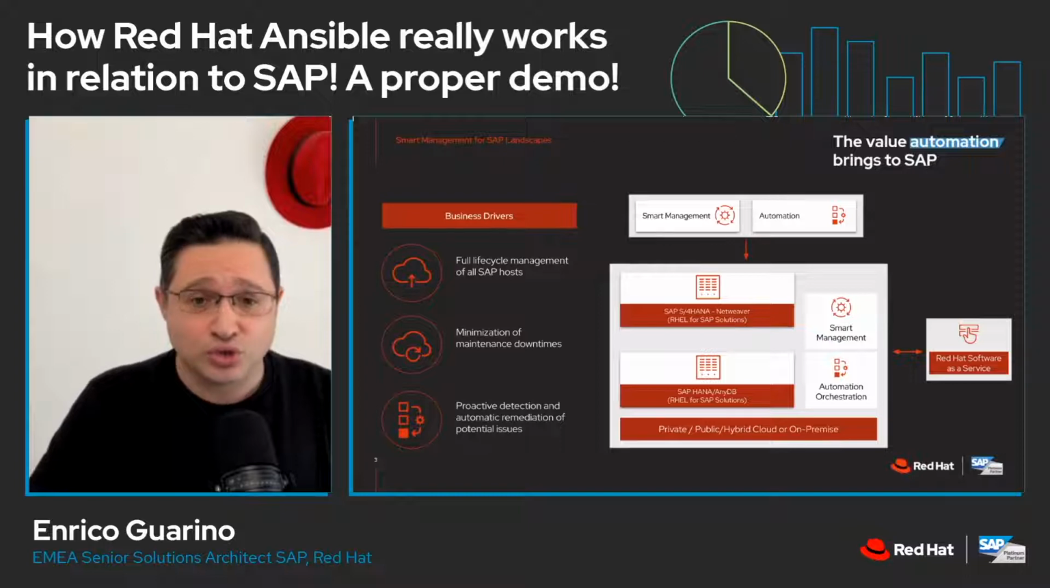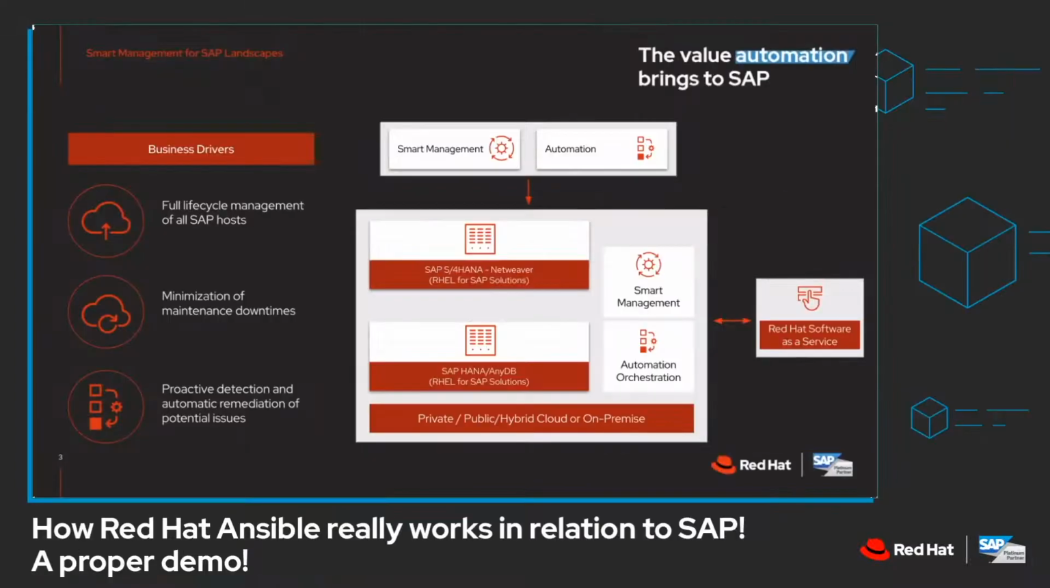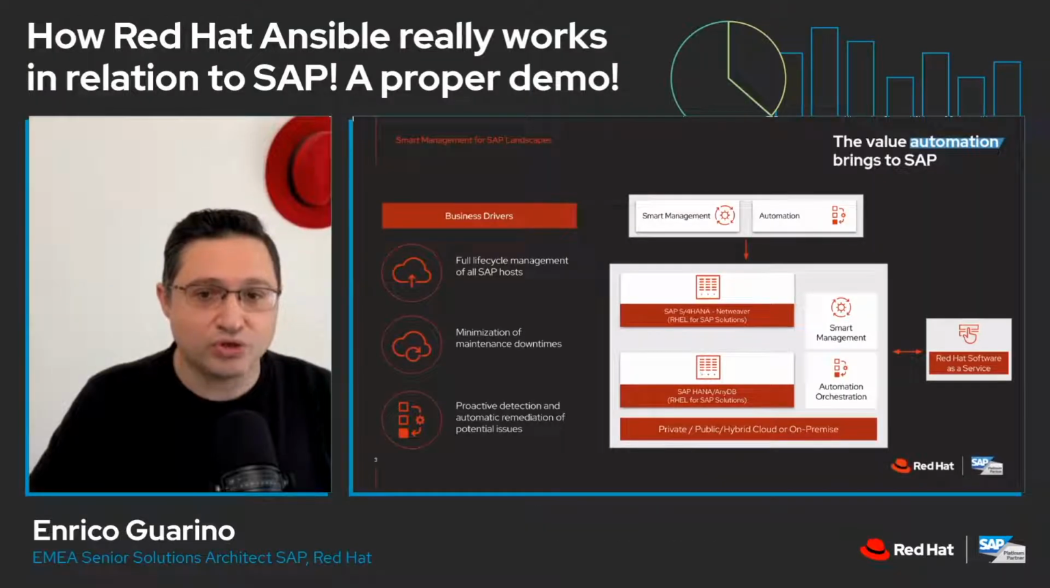And on the right side, we have at a high level all the components that are present in the solution. So SAP S/4HANA and HANA database running on RHEL for SAP solutions, Smart Management and Ansible Automation Platform that are going to act on or control the SAP servers. And Red Hat Insights, which is a managed service that continuously analyzes the landscape to identify security and performance risks.